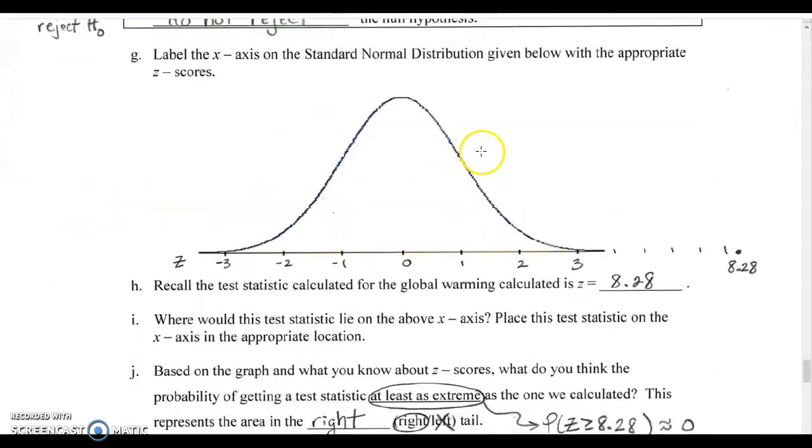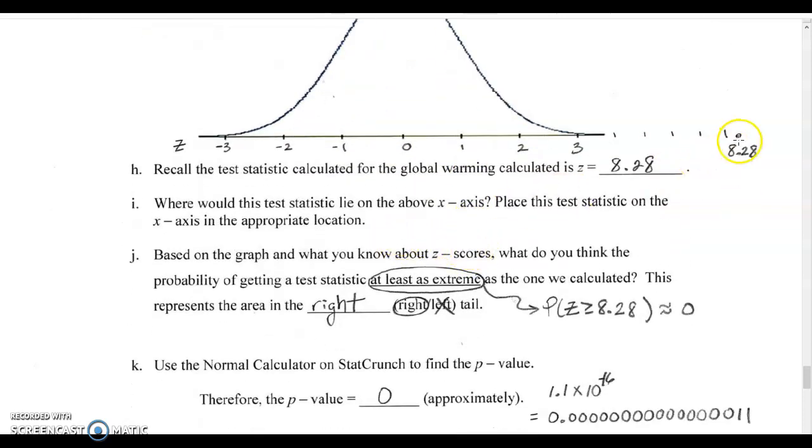Now, on this example of global warming, when we compute our test statistic, we got 8.28. This middle 0, when changed to a z-score, is where p-naught was. That's the null hypothesis. So our test statistic was 8.28 standard deviations above that null. Now, that's where it would lie on this axis. So based on the graph and what we know about z-scores, what do you think the probability is of getting a test statistic at least as extreme as the one we calculated? In other words, the probability of getting a test statistic of 8.28 or more. Well, that's certainly going to be about 0, right? That's the area in the tail to the right, more extreme.